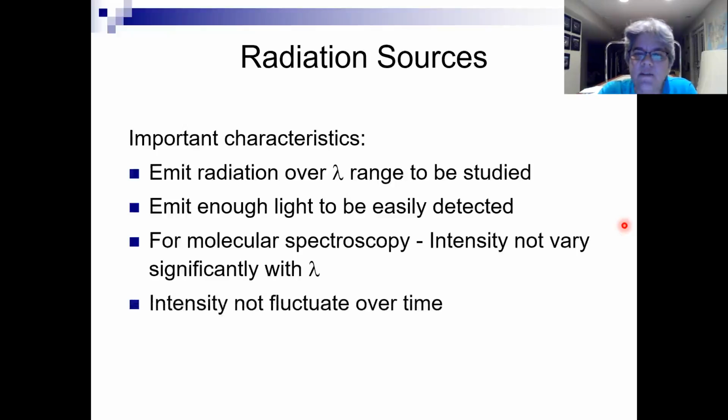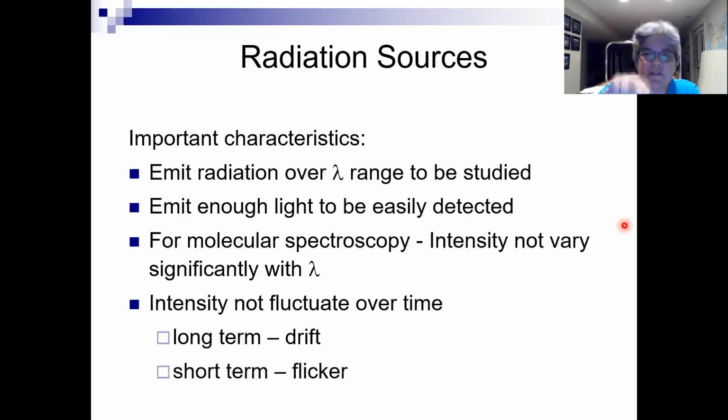Also, it's important that the intensity doesn't fluctuate, that means change with time. And there's two ways that it can change. One is over a long time, the intensity can slowly get higher or slowly get lower. That's called drift, and I don't want that. I also don't want short term change, and that's flicker. That's if the intensity is doing this kind of thing, and I don't want that either.